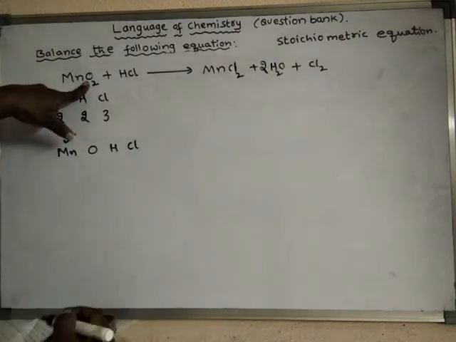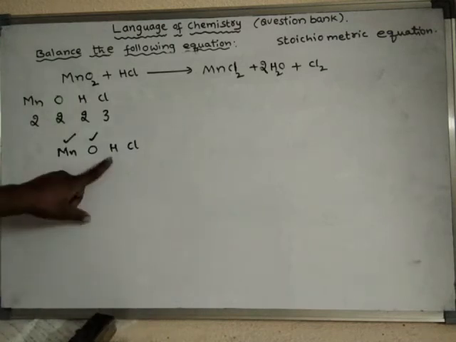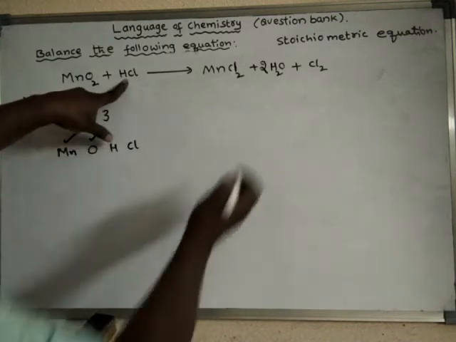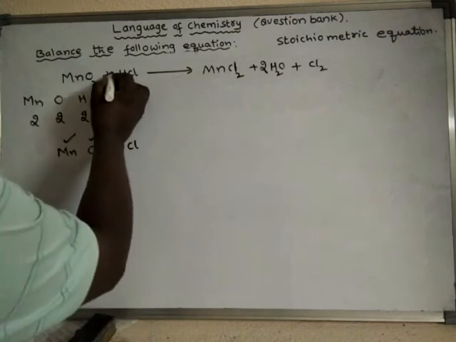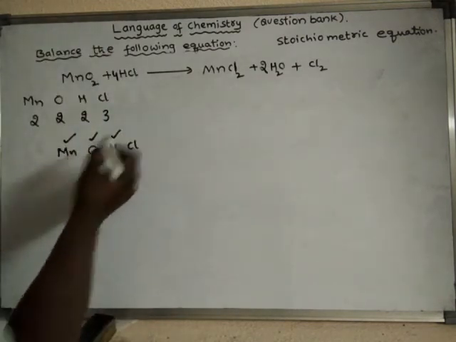Now 2 oxygen atoms are there, so oxygen is balanced. Now check hydrogens. How many hydrogens? Only 1 hydrogen. But here 4 hydrogens are there. So I will keep 4 here. That means hydrogens are also balanced.